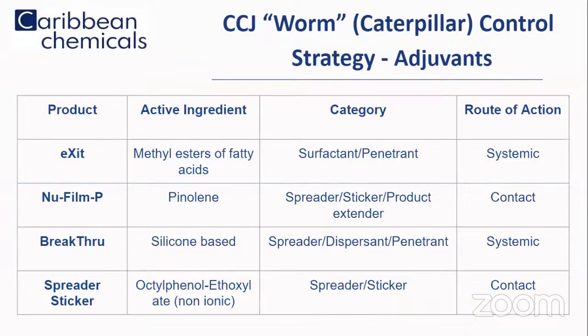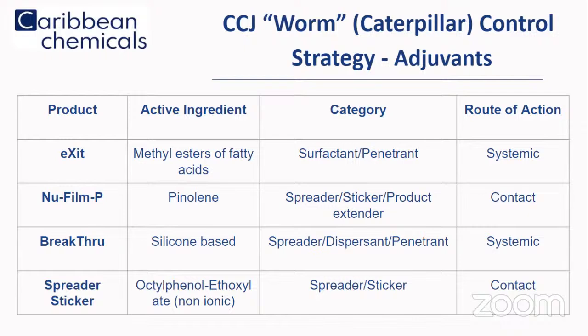So we also have a new film P, which is also an adjuvant and a spreader sticker. This adjuvant is oil based, and you know how oil and water work. So the oil will protect and behave like a secondary cuticle on the leaf, which protects the chemical from evaporating or rainfall. So once the new film P is in the product, it has a longer residual effect on the plant and gives a longer coverage of insect control.